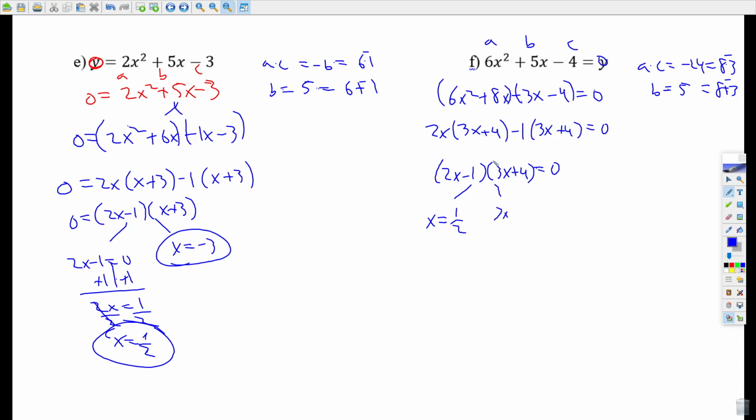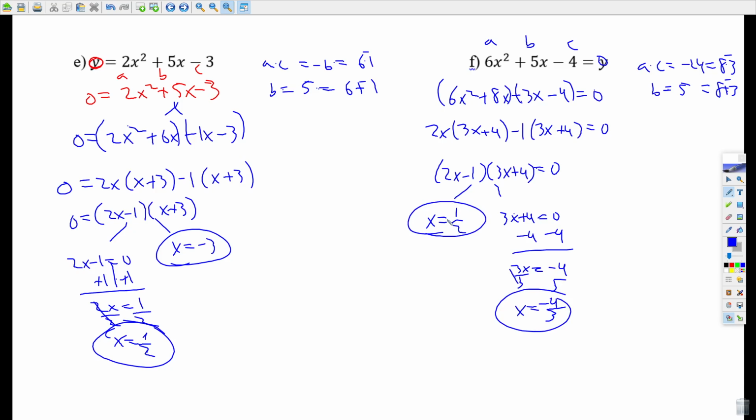This one, I'll solve it real quick. 3x plus 4 equals 0. So you have to minus 4. And then divide by 3. So x equals negative 4 over 3. So they're not always nice whole numbers. It could be fractions, decimals. That's fine. But that's where they cross the x-axis.